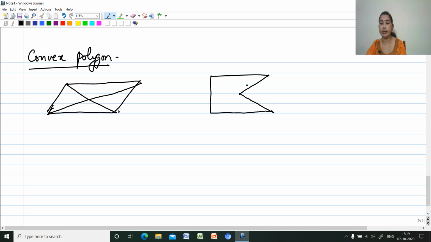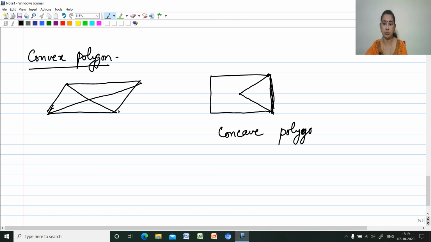Here, some diagonals will not be passing through the interior of the polygon. For that case, see these two: if I am joining here, this also is a diagonal because it joins non-consecutive vertices. But it is not passing through the interior, that means it is not a convex polygon, this will be a concave polygon.